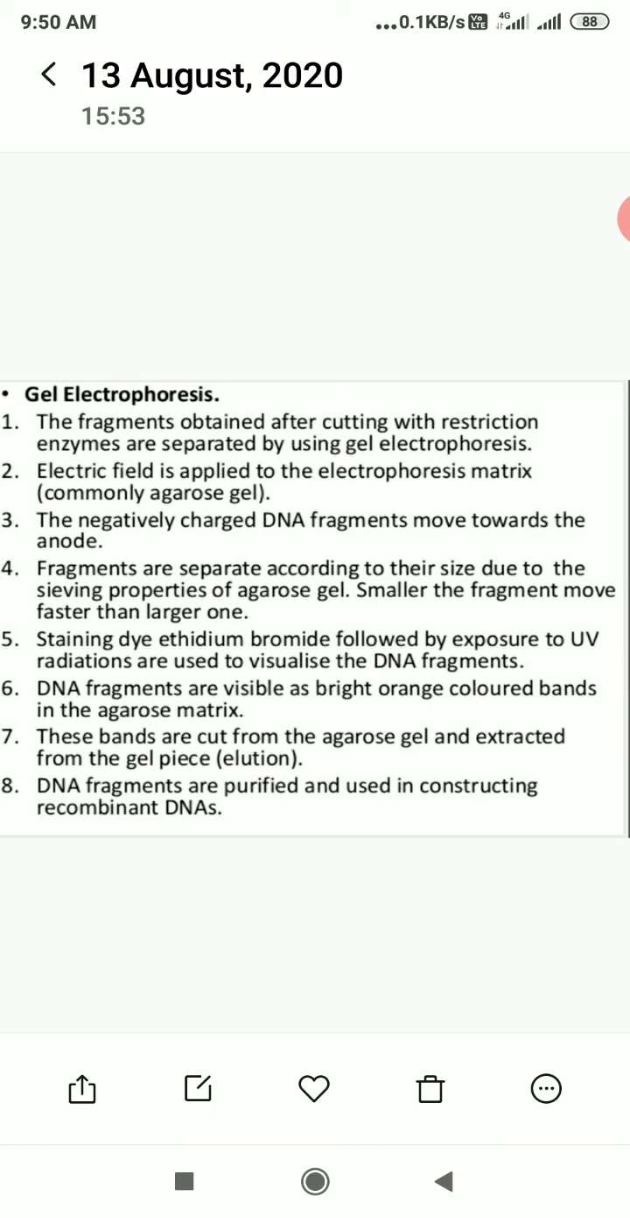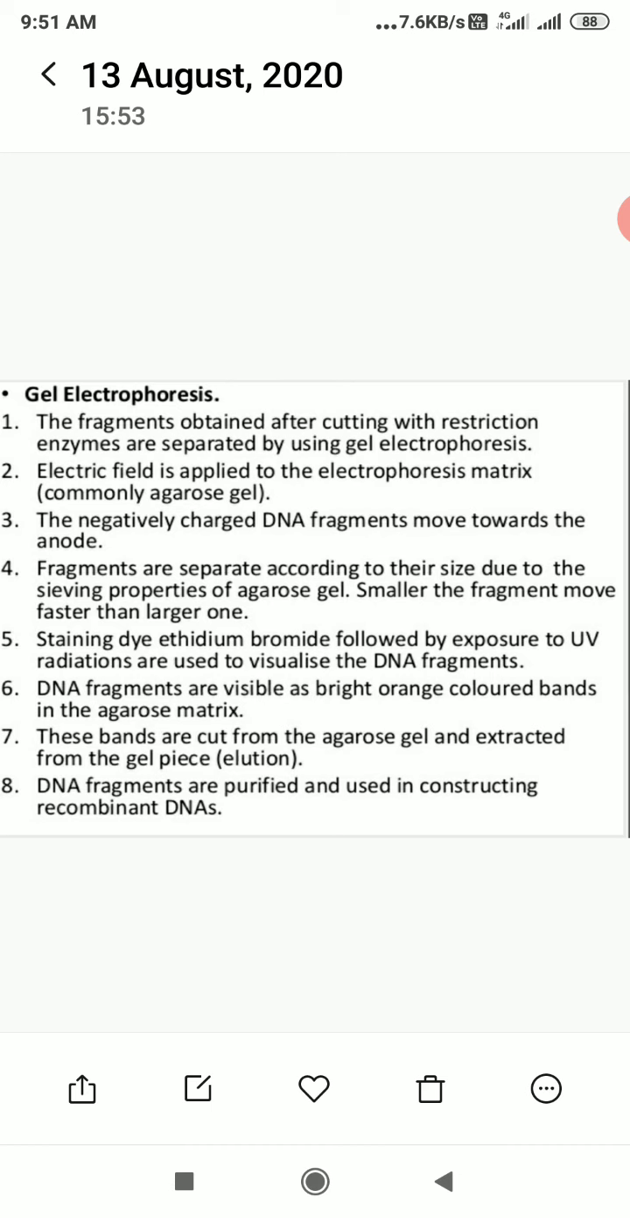Gel electrophoresis, as the name indicates, is a process where we use a certain gel medium kept in an electric field, and by the phoresis process the fragments are going to be separated. The steps used in gel electrophoresis: first, the fragments obtained after cutting with restriction endonuclease are separated by using gel electrophoresis. An electric field is applied to the electrophoresis matrix.